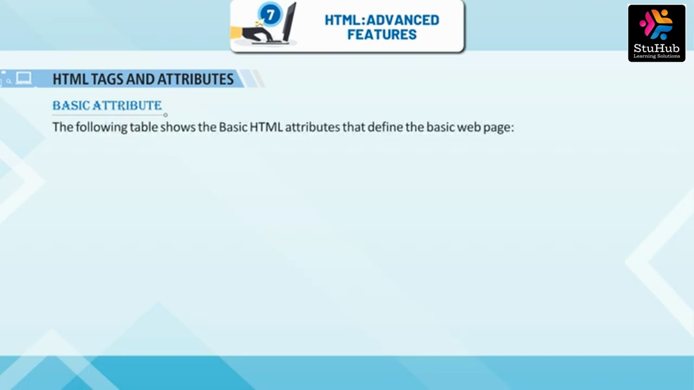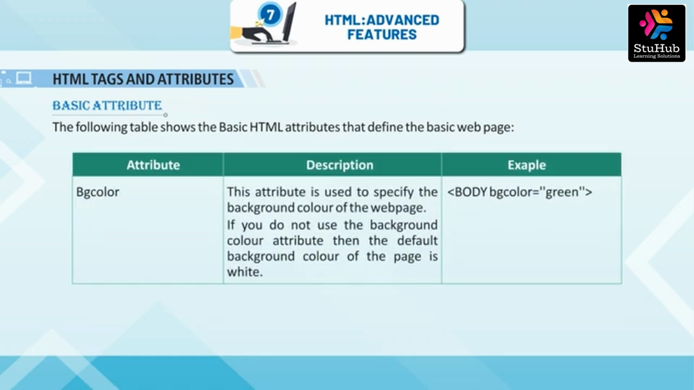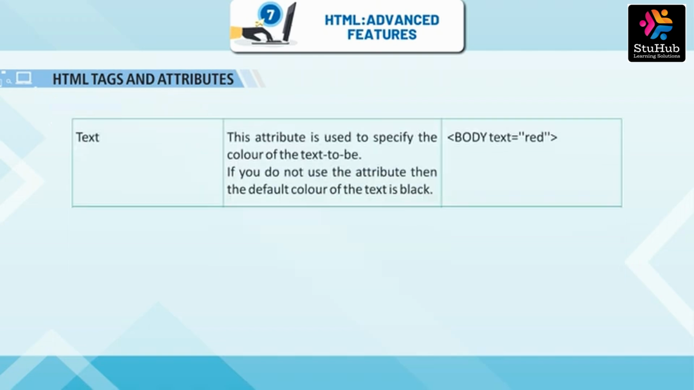Basic attributes. The following table shows the basic HTML attributes that define the basic web page. Attribute, description, example. BGCOLOR. This attribute is used to specify the background color of the web page. If you do not use the background color attribute, then the default background color of the page is white. Example: body tag BGCOLOR equals green in double quotes.